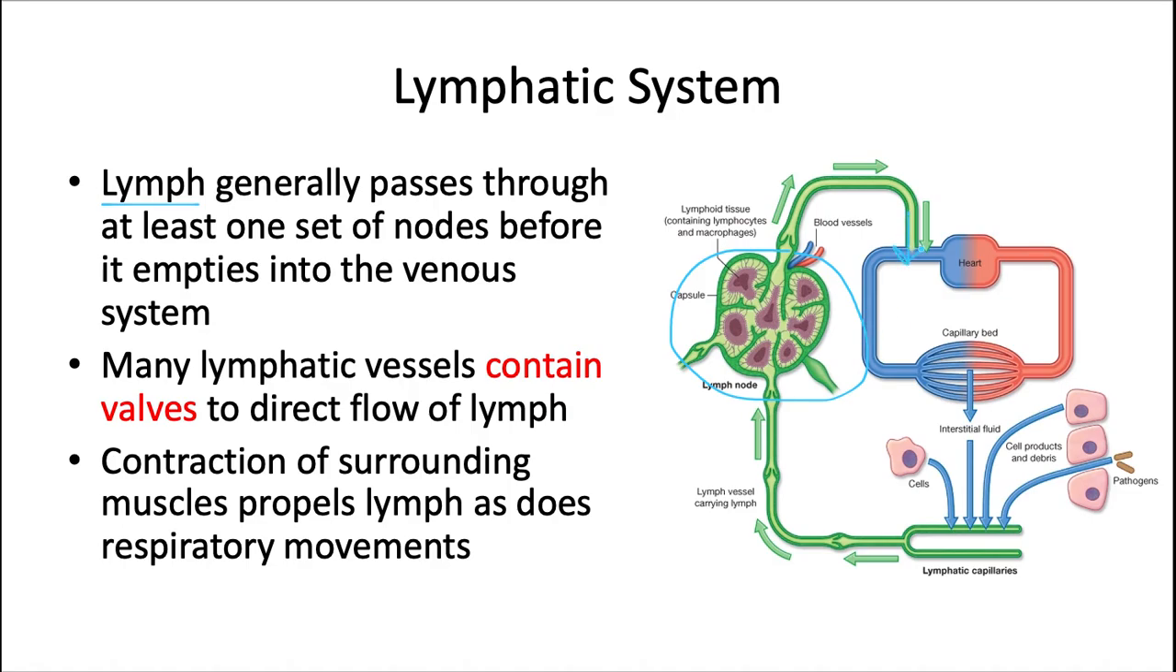venous system. Many lymphatic vessels will contain valves that help direct the flow of lymph, because unlike the circulatory system, which has a pump, which is the heart, the lymphatic system does not have that. So it widely depends on valvular direction, as well as the contraction of surrounding muscles and respiratory movements that can help propel the lymph through these vessels in one direction. The tonsils, adenoids, spleen, and thymus are also all part of this lymphatic system.